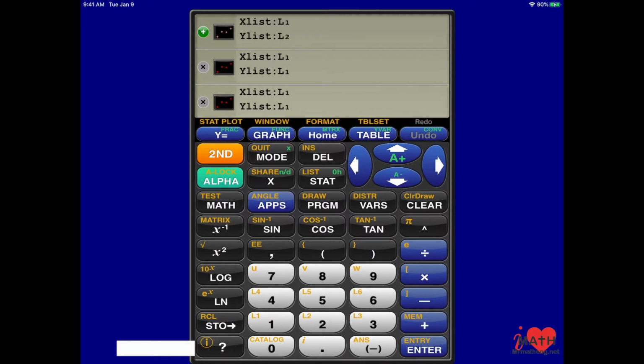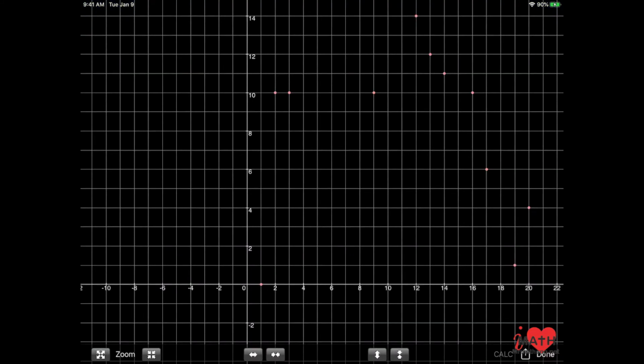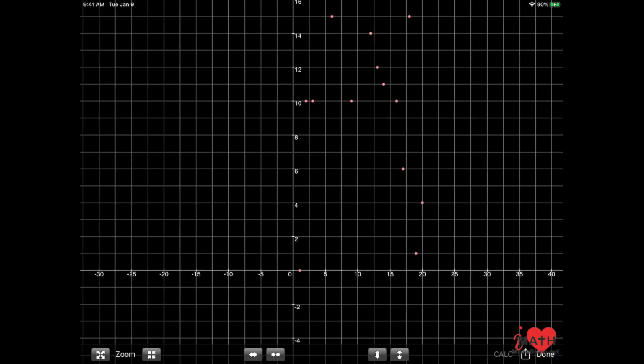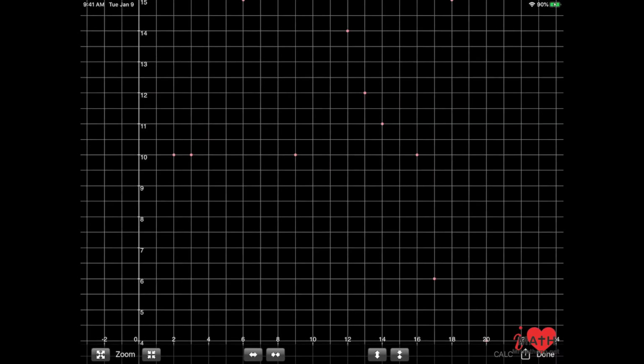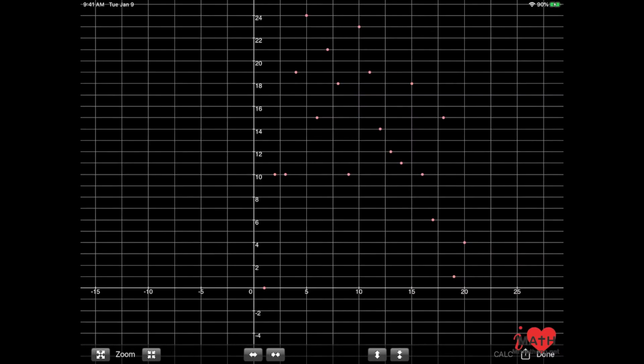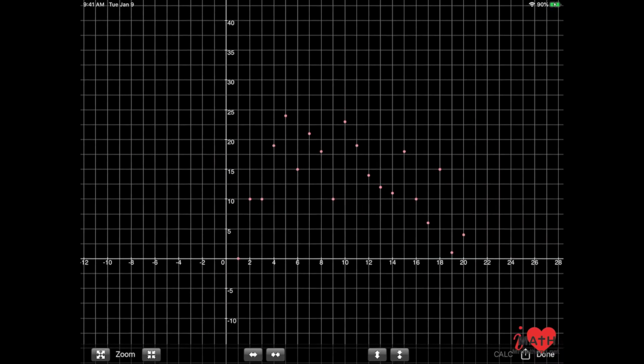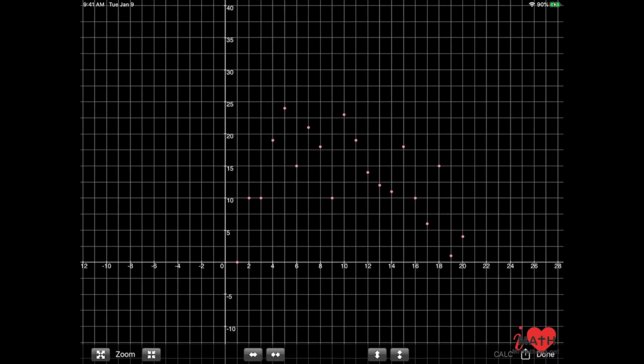And now I'm going to press graph. And there is Mr. Jeter's scatter plot. So that's how you do it by the calculator. I'll show you guys later by either Desmos or spreadsheets.